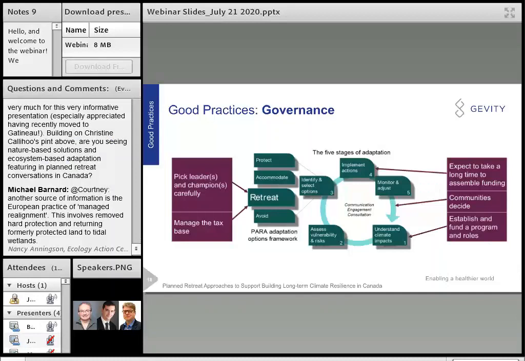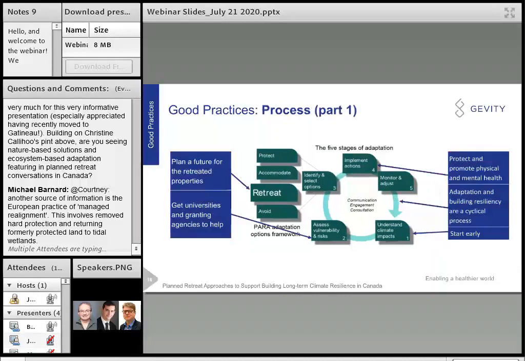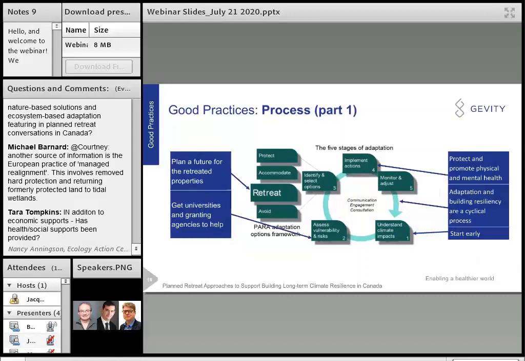This good practice of communities decide is encapsulated in the center of that circle, communication and engagement. Generally, decisions to retreat are much better accepted by communities if they feel that they decided on that retreat decision. At the bottom right, establish and fund a program, ideally at the highest levels of government. The good practices suggest that this should be an ongoing program that can fund planned retreat if and when it's needed.